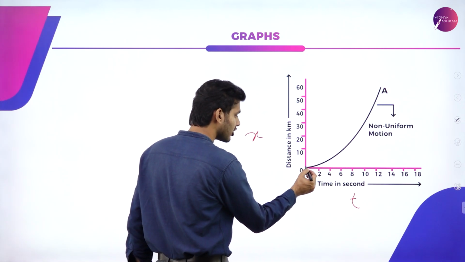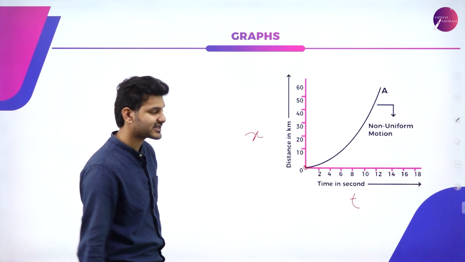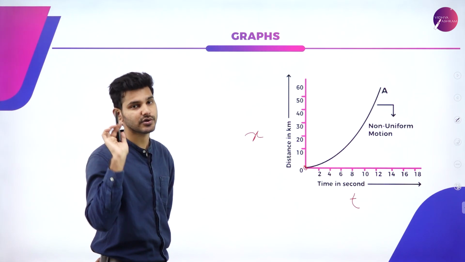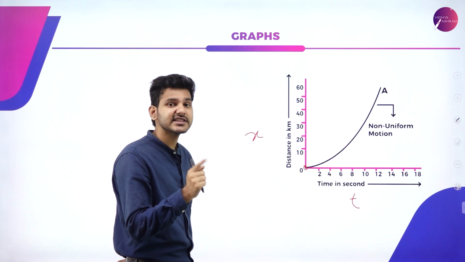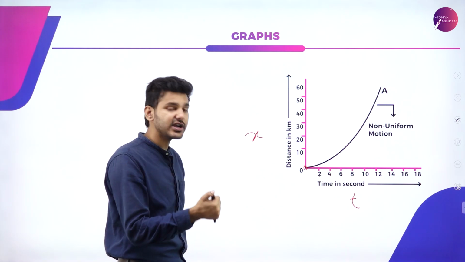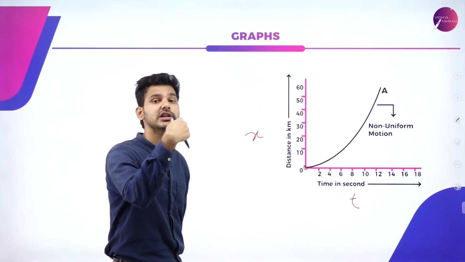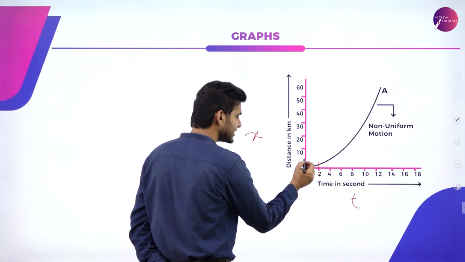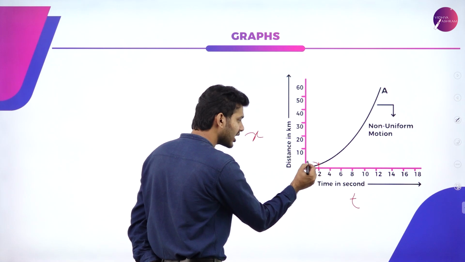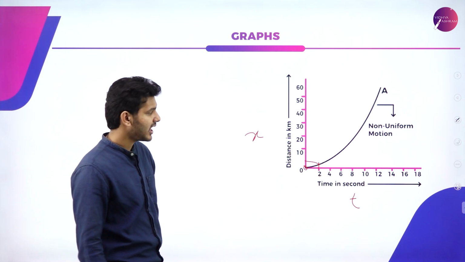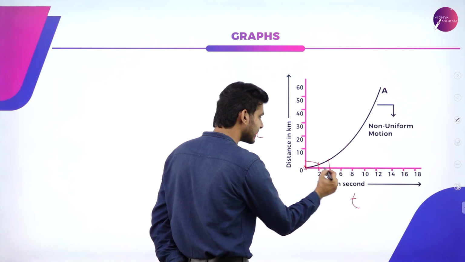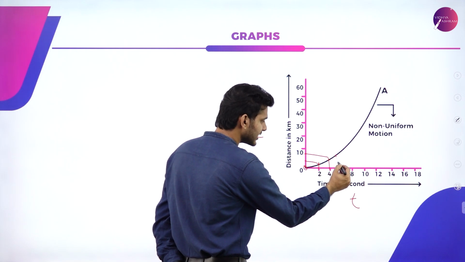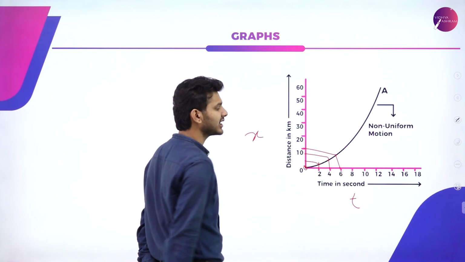So first, at the starting point where distance and time are 0, the object is at rest. That is, everything is 0, 0, 0, 0. And now, after every 2 seconds, I am trying to measure where that particular object is. When I measured it first, I understood that it had moved around, let's say, 3 or 4 kilometers. Now, I measured it again in the 4th second, and I saw that it moved, let's say, 8 kilometers. And in the 6th second, I saw that it moved somewhere around 10 kilometers.